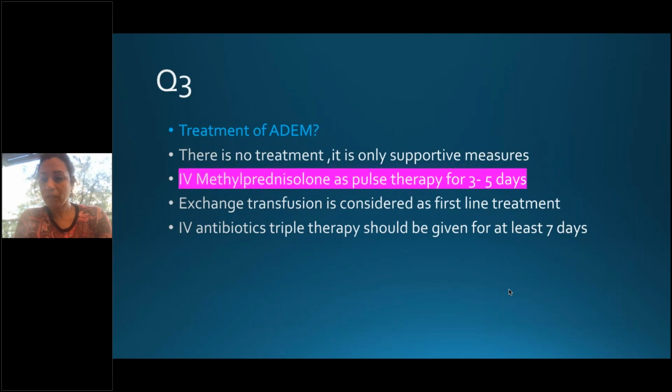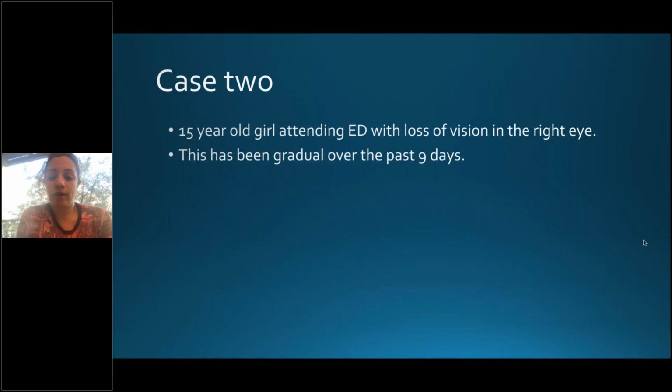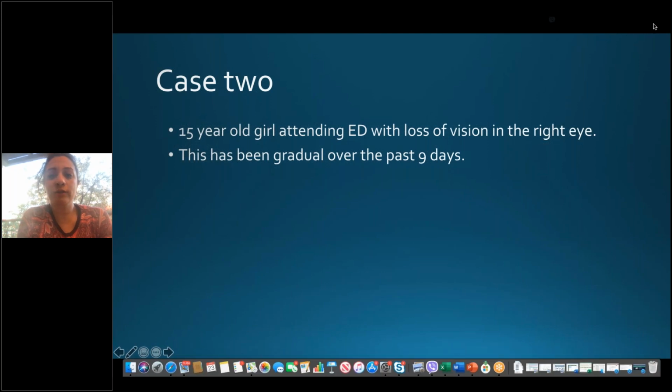Perfect. So case number 2. This is a child that we actually saw in the emergency department around a month ago. This child was not able to see with her right eye, and this was a gradual thing over the past 9 days.